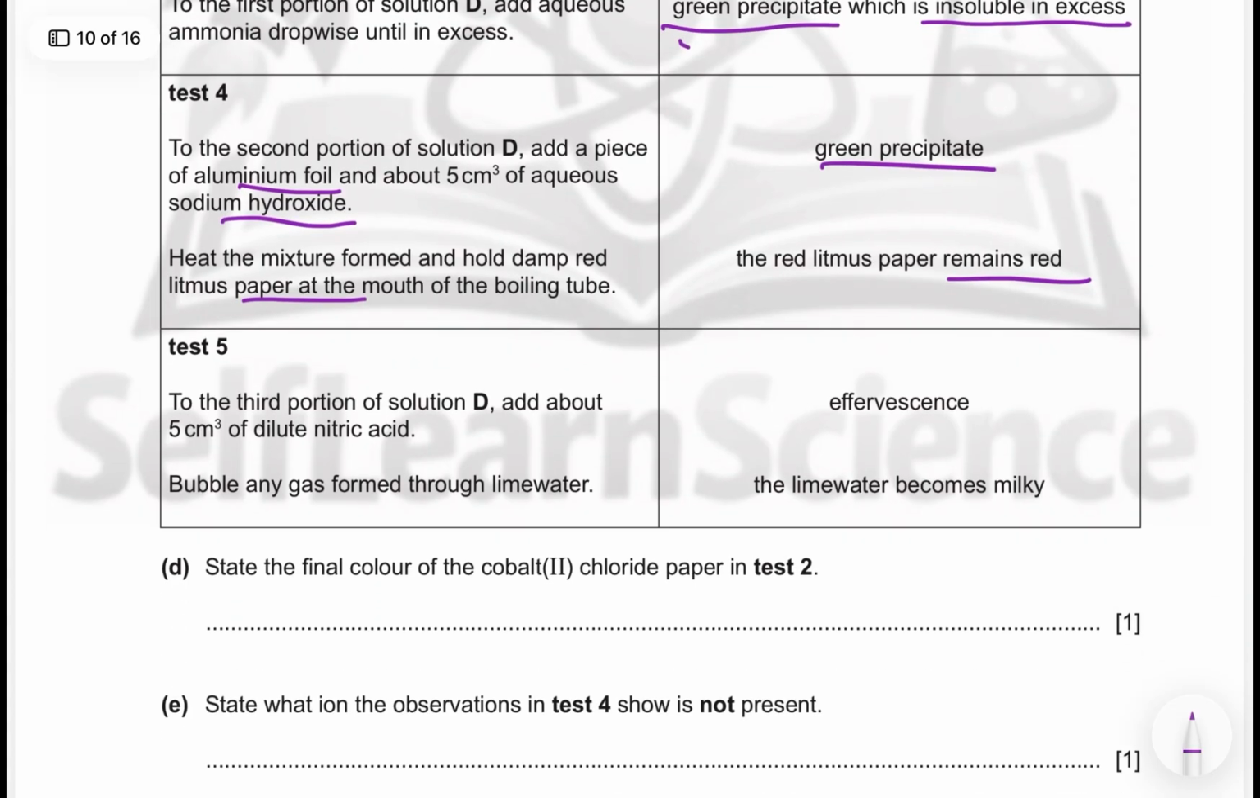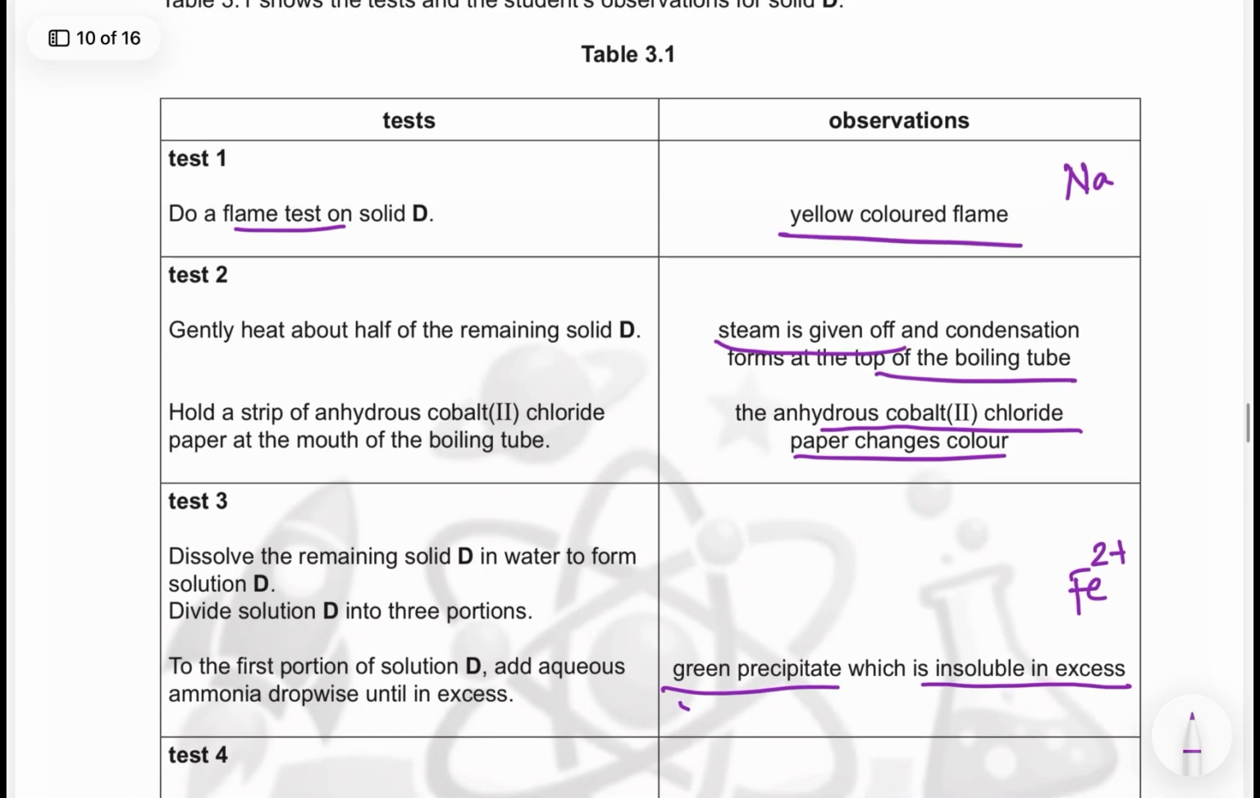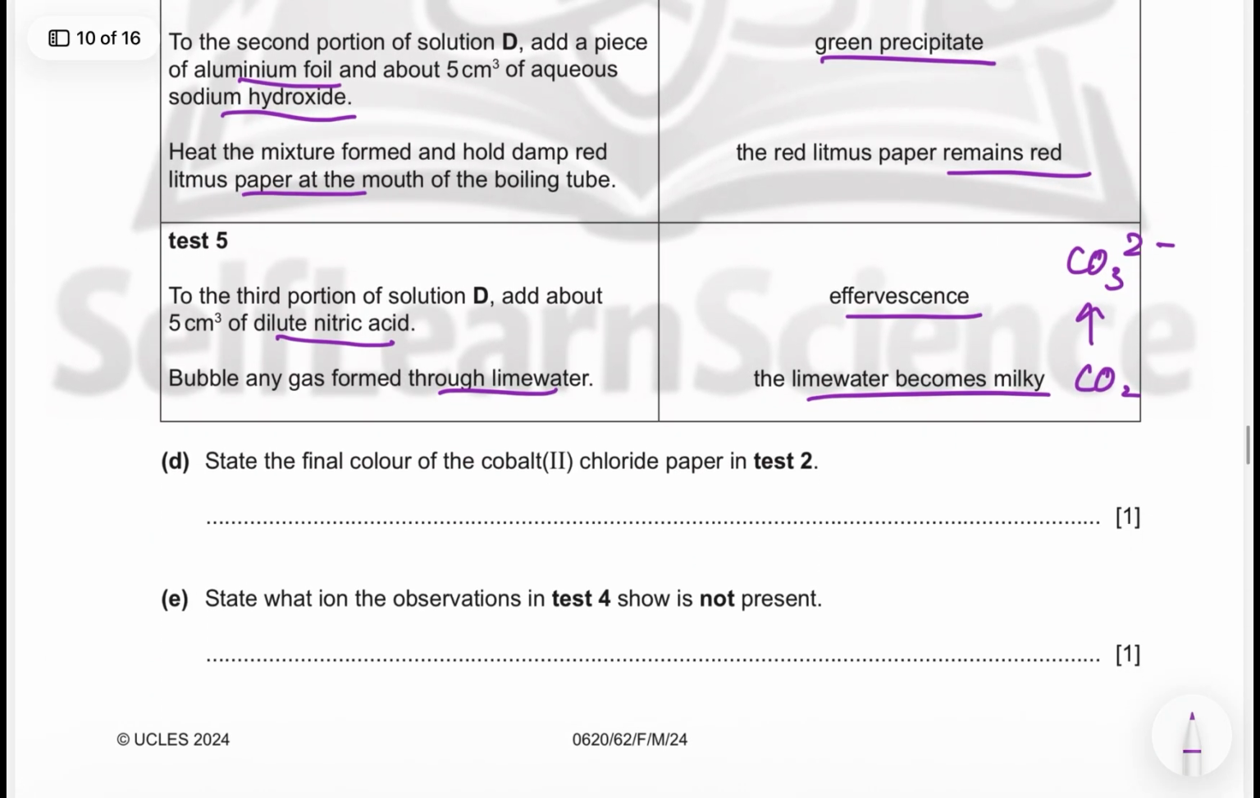For test 5, to the third portion of solution D, add about 5 centimeter cube of dilute nitric acid. Effervescence is shown. Bubble any gas formed through lime water. The lime water turns milky. Lime water turns milky is the specific test for carbon dioxide gas, meaning carbon dioxide is released. So there can be only one anion that releases carbon dioxide, which is carbonate, CO3 2 minus. So this is what we are able to interpret from the given tests and observations.